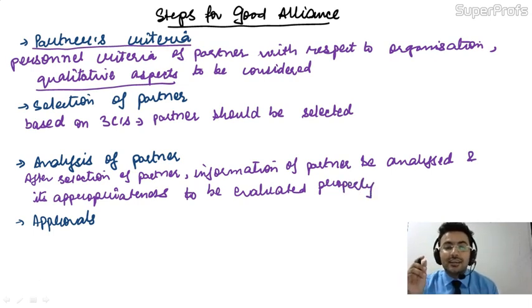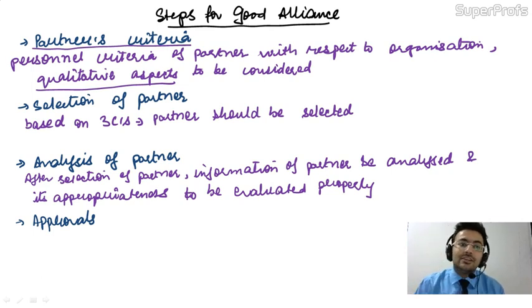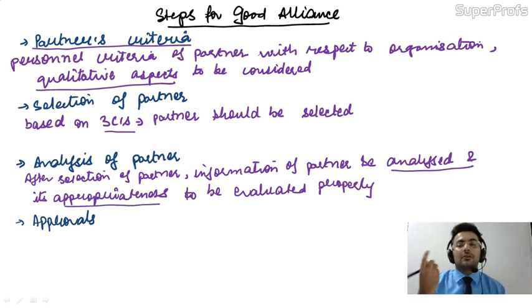So what is he saying? He's saying that after you have selected your partner on the basis of the 3 C's, compatibility, capability, and commitment, the information of the partner, what kind of assets they have, all the information will be given by him. That partner is going to share all the information. You are going to analyze it and check whether that information is appropriate or not. You are the one who needs to analyze that. After that, approvals.